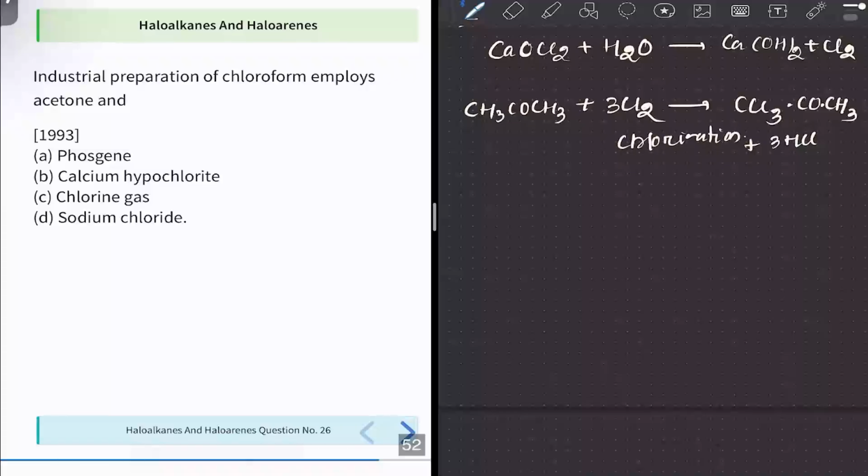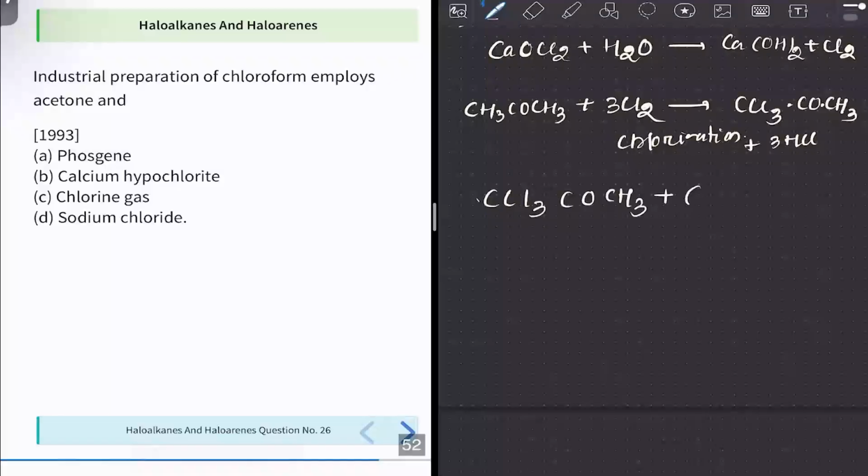Again, CCl3COCH3 will react with calcium hydroxide to form 2CHCl3 and (CH3COO)2Ca.